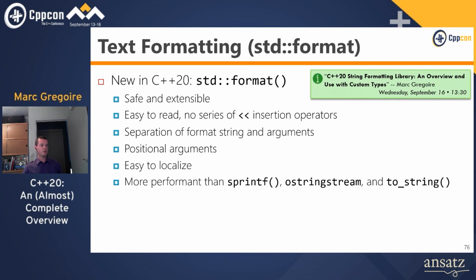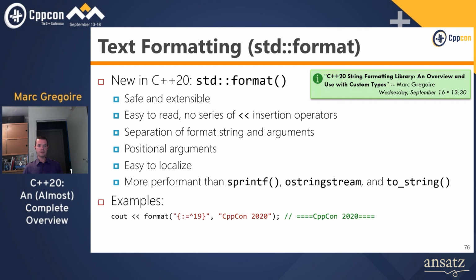Now, std format in C++20 combines the advantages of both IO streams and printf, and the result is safe and extensible. You just have to implement a specialization of std formatter to add support for your own custom types. They are easy to use because they have a nice separation of the format string and the arguments. So that means they are also easily localizable. And the nice thing is that they're actually more performant than sprintf, ostringstream, and toString. So there is no reason not to switch to std format.